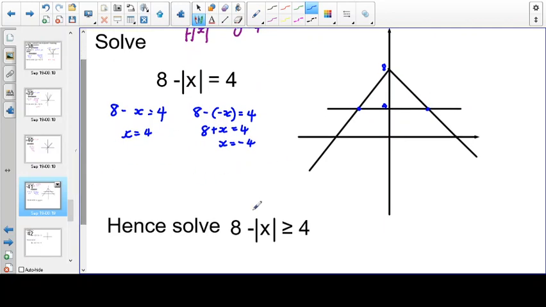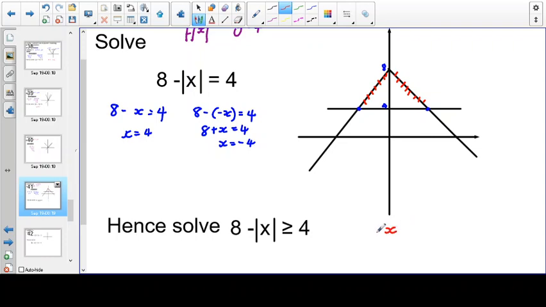Hence solve where 8 minus modulus x is greater than or equal to 4. So where is the y value on here greater than or equal to 4? Well, that's happening all along that part of the graph there.